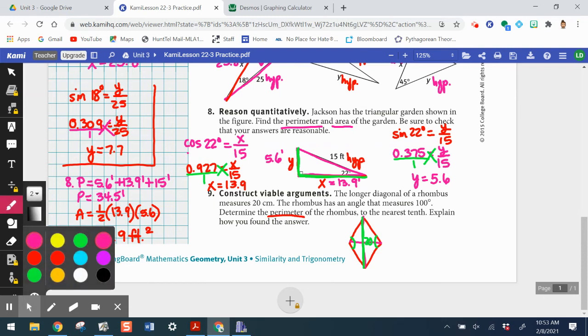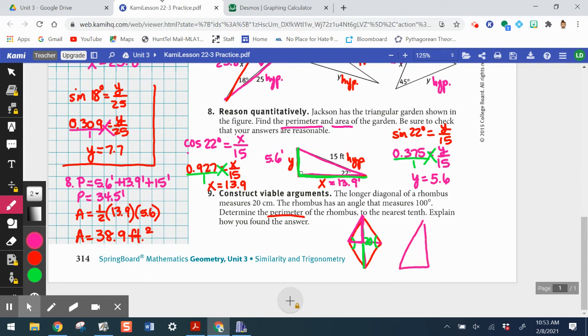So if you can't tell, what we actually have right here is a right triangle. So I'm going to pull that out and just make it a little bit bigger here. And now this leg of that right triangle is half the distance of that longer diagonal, so it's 10 centimeters. And this measure right here, which was actually half of this 100-degree angle, is going to be our 50-degree angle. And remember, our goal is to find the perimeter, so we need to find this side that actually represents one of the sides of the rhombus, so the hypotenuse here.